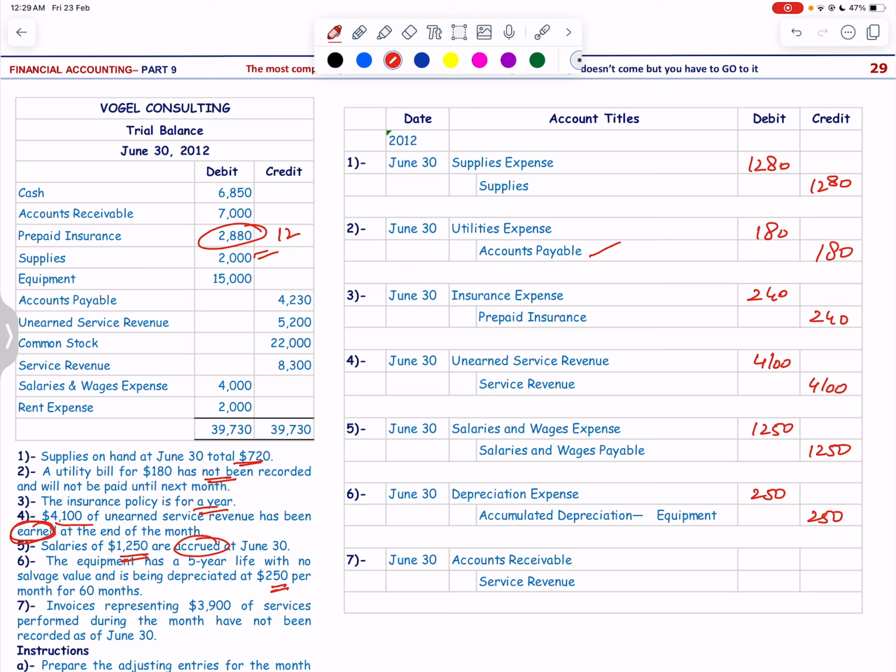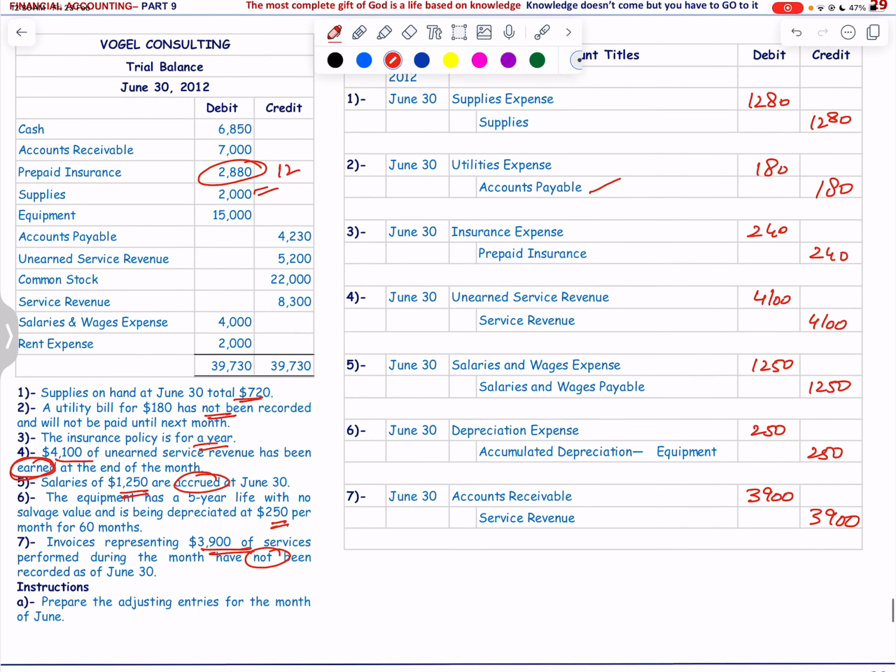Then invoice representing 3,900 have not been recorded, so it must be recorded. We have not received, so accounts receivable is debit and service revenue is credit. So that's how we record these adjusting entries.